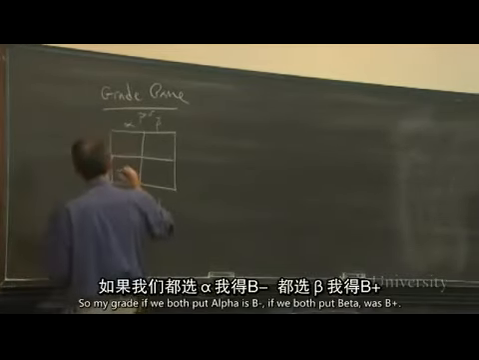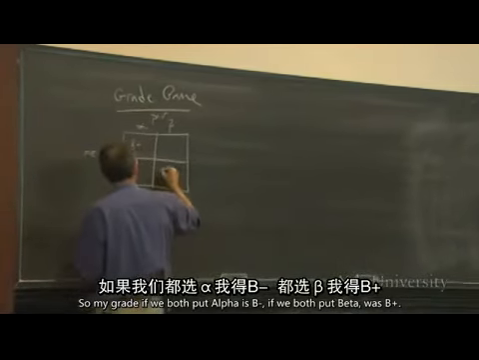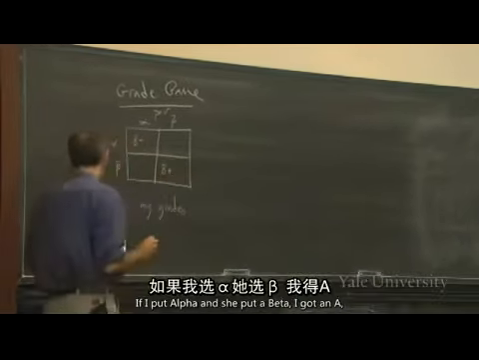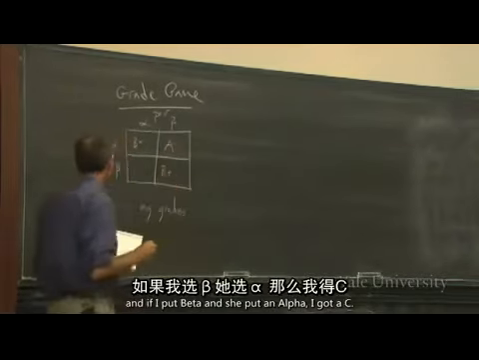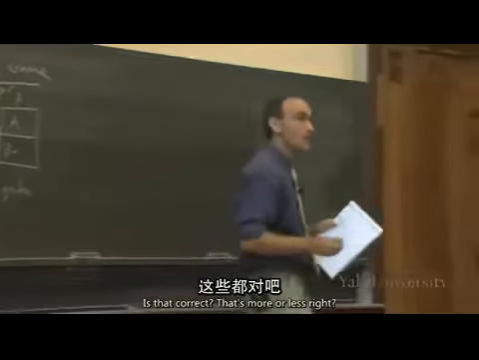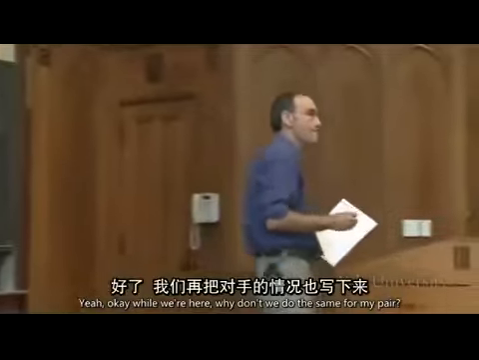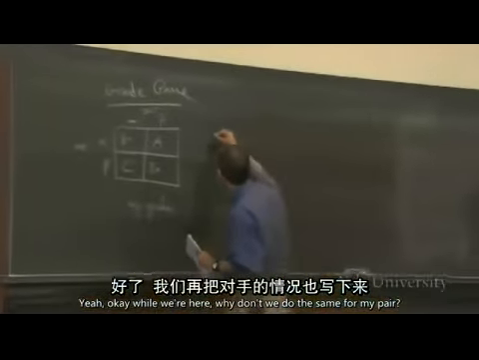All right, so my grades, if we both put alpha, is B minus. If we both put beta, it's B plus. If I put alpha and she put beta, I got an A. And if I put beta and she put alpha, I got a C. Is that correct? That's more or less right? Yeah? Okay, while we're here, why don't we do the same for my pair?